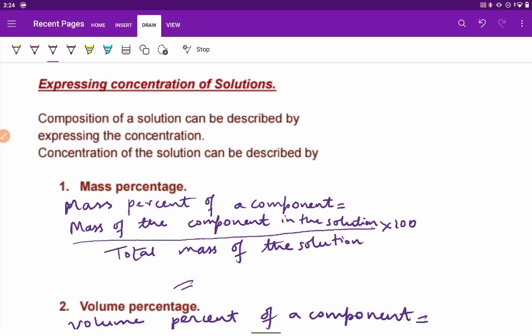Mass percentage we can define as the mass of the component in the solution which we are concerned about divided by the total mass of the solution multiplied by 100. So what we have to do is take the mass of the component whose mass percent we are calculating in the solution, divided by the total mass of the solution, multiplied by 100. Like that we can calculate the mass percentage.